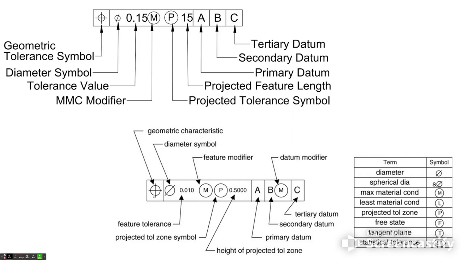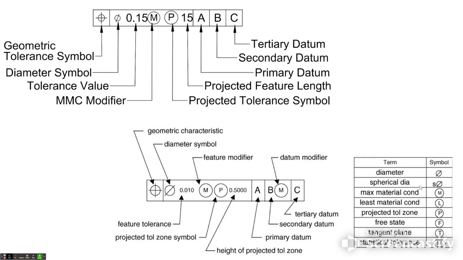Another way that you can see it again is the geometric characteristic shown, and in this case, if you don't remember, I didn't mention it up here, but that's our true position. Again, you've got the diameter here, your feature tolerance value, your projected tolerance zone symbol, so your modifier, which is a maximum material condition modifier, the height of the projected tolerance zone, and your datum here as well.